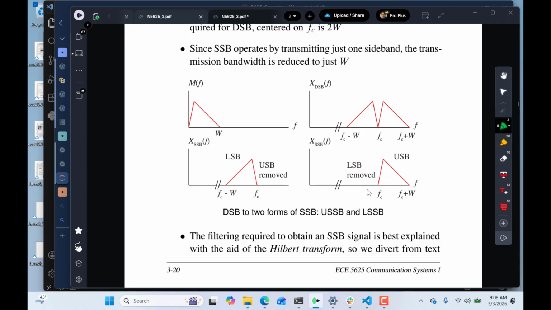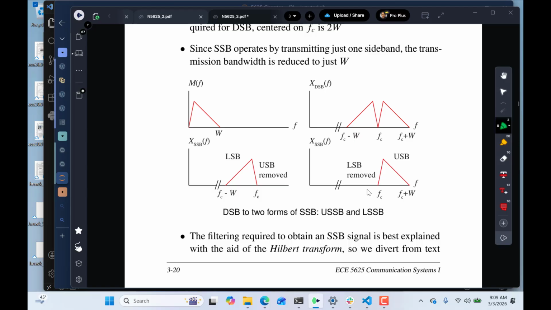So the idea, pictorially, is to do this. Take the message of bandwidth W and remove either the upper sideband or the lower sideband. And that's what this picture is just showing you. In order to show how to do this, it's best to do it by understanding the Hilbert transform. And the Hilbert transform is a special type of filter. It can be an analog filter, it can be a digital filter.